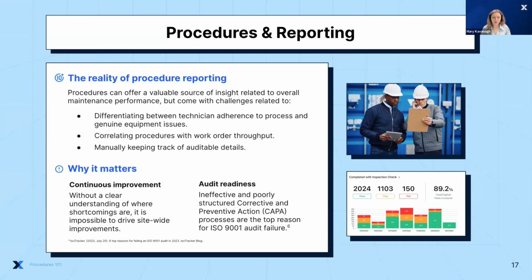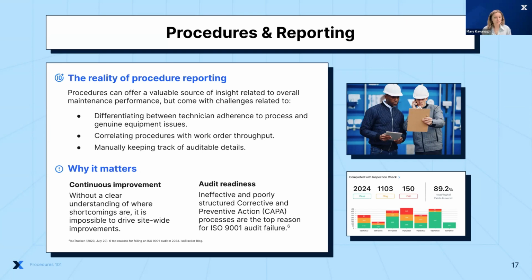Again, broken record over here, but come back to that why. Always come back to the why does this matter? Continuous improvement is a huge point. Without a clear understanding of where shortcomings are, it is impossible to drive site-wide improvements. Continuous improvement cannot start until you understand where the gaps and deficiencies are, whether that's equipment health, adherence to process, or both. Second point, audit readiness.